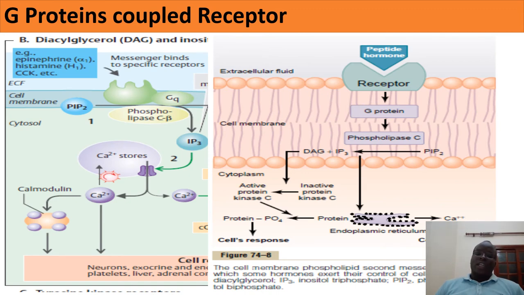Then you have DAG that can activate other enzymes, like inactive protein kinase C can be activated into the active protein kinase C. Then the protein kinase C can also catalyze certain reactions. So you can see phosphorylation reaction that is taking place there. Then you have a cellular response. Just like when you have calcium, you can also have a cellular response. It could be a contraction or exocytosis of whatever the cell is producing.